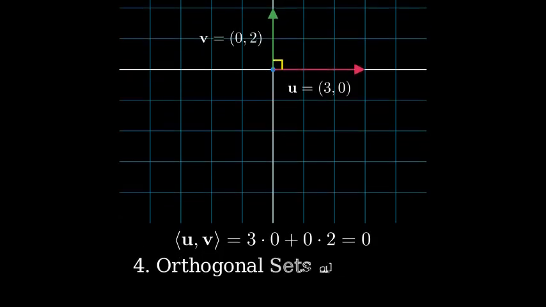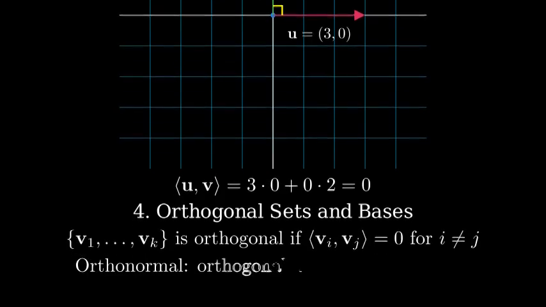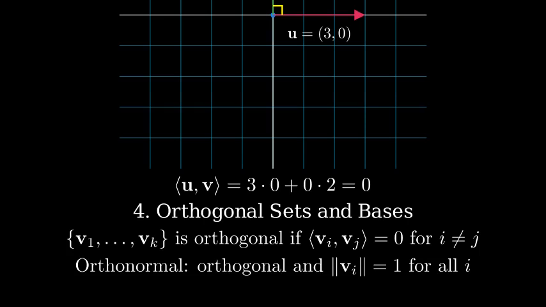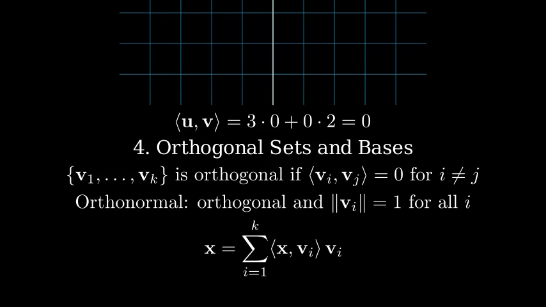Moving on to orthogonal sets. A set of vectors is orthogonal if every pair of distinct vectors in the set is orthogonal. If, additionally, each vector has unit length, the set is called orthonormal. Orthonormal bases are particularly useful in linear algebra. If we have an orthonormal basis, we can express any vector in the span in a very simple way. x equals the sum of the inner products of x with each basis vector times that basis vector.